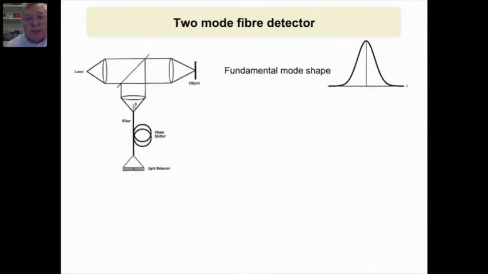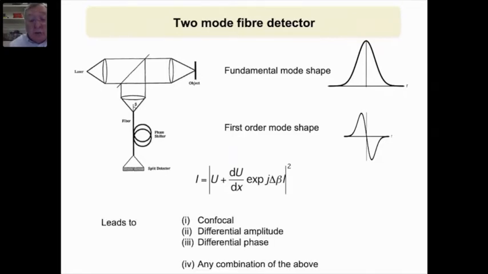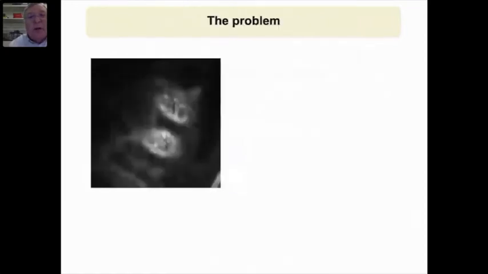It gets more interesting, I'm not going to go into this in any great detail, if instead of using a fibre which supports just one mode, we have one which supports both the fundamental and the first order. Because if you do that, you find that you can form an image which is a combination, and you can separate out the various components of both a confocal image, a differential amplitude image, and a differential phase image, or any combination of the above. So one can actually be slightly more imaginative than a simple pinhole.